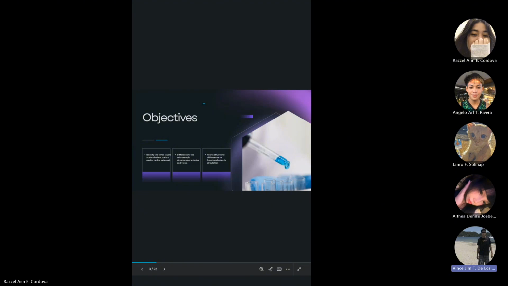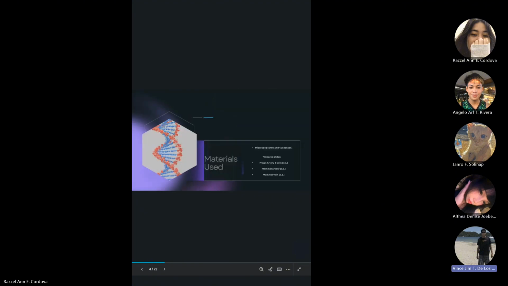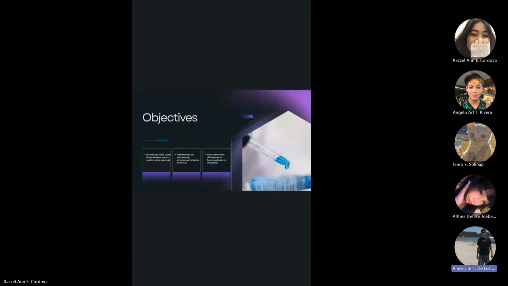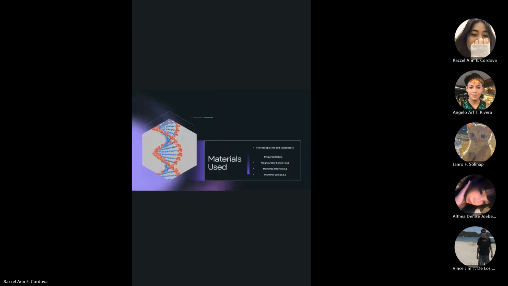Our objective is to identify the three layers of arteries and veins, comparing their microscopic structures and connecting these differences to their roles in the circulatory system. These are basically the goals of this activity. These materials allowed us to clearly view and analyze the different layers of the blood vessels.